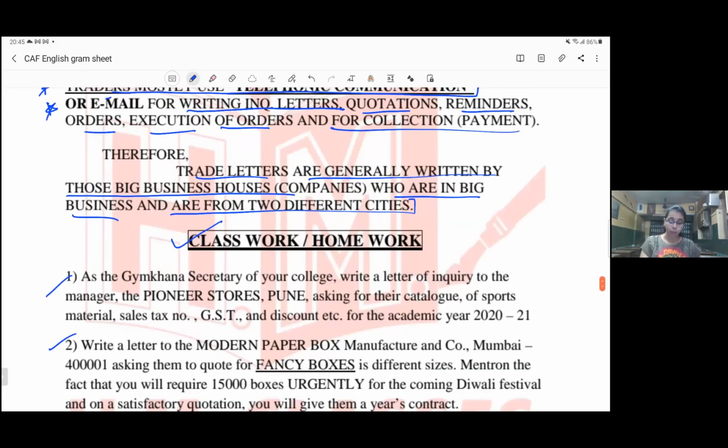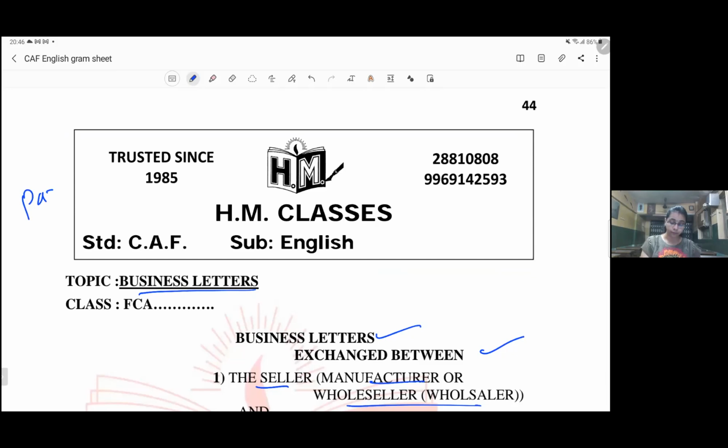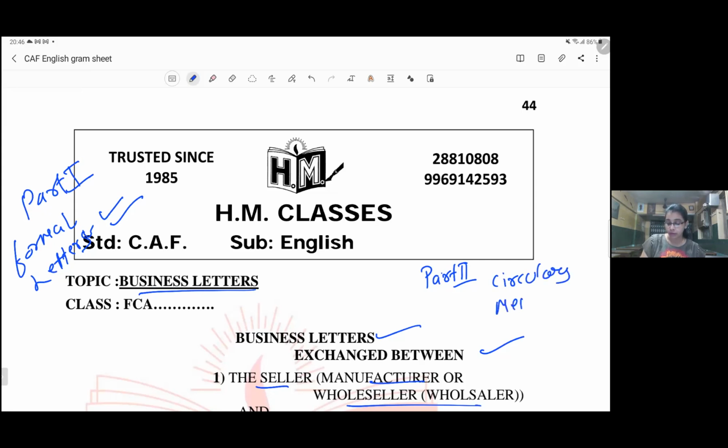Here our part 1, that is formal letters, is completed. In part 2, you all are going to learn circulars and memos. These two things are remaining. I'll complete this in the next lecture. Clear?